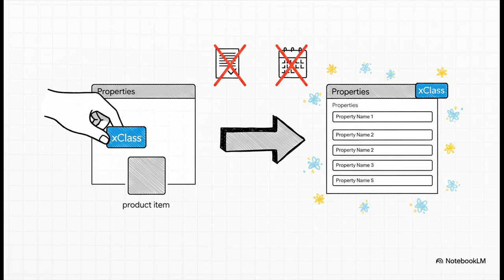And here's the magic. The moment you apply an X class to an item, all of its associated X properties just pop up. They instantly appear right on that item's form, ready for you to start putting in data. There's no waiting, no help ticket, no delay whatsoever.